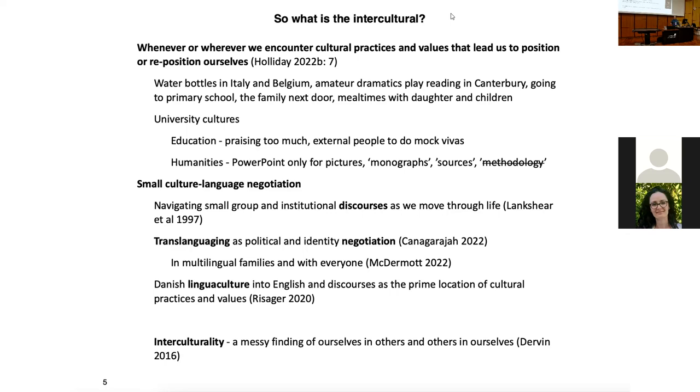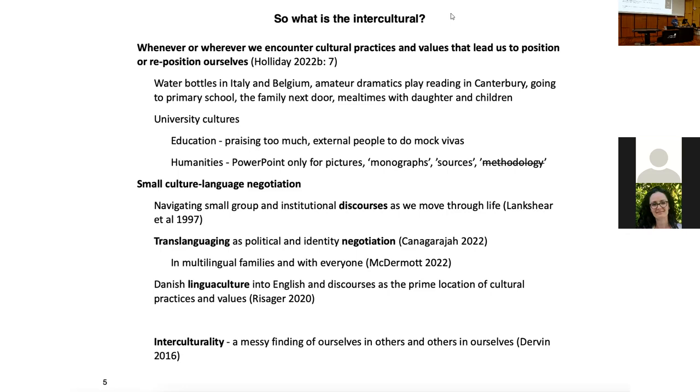Having meals with my daughter and her family is incredibly problematic because there's such a political, talk about power, political regime in how these children have to behave. This to me is real intercultural stuff. And then we've got all the stuff to do with universities. I'm a sort of visitor in our education department, and I'm horrified at how they're constantly praising students all the time. They never stop praising their students. This is a cultural difference.